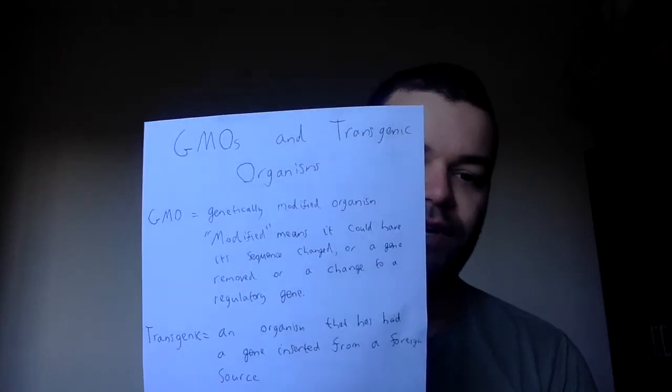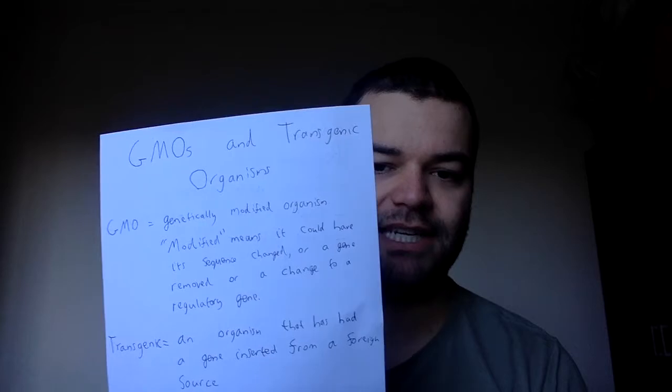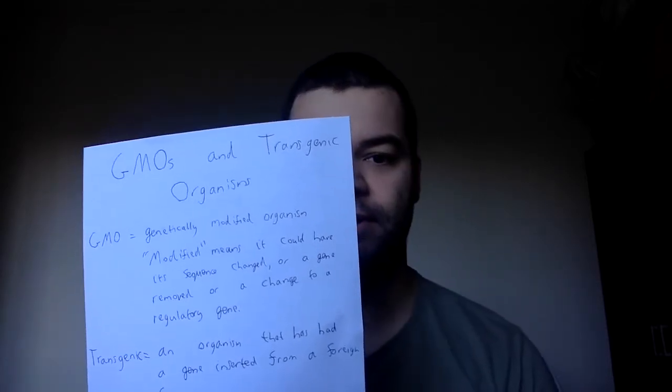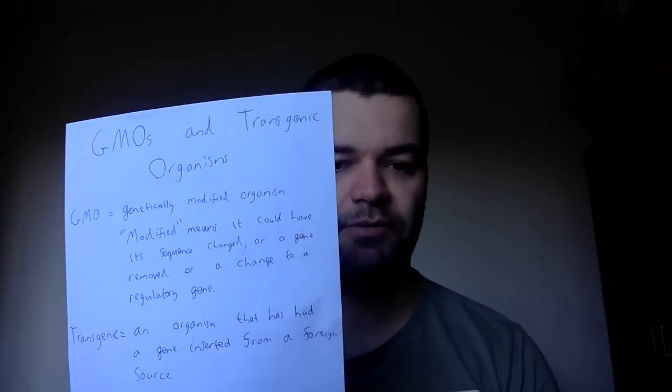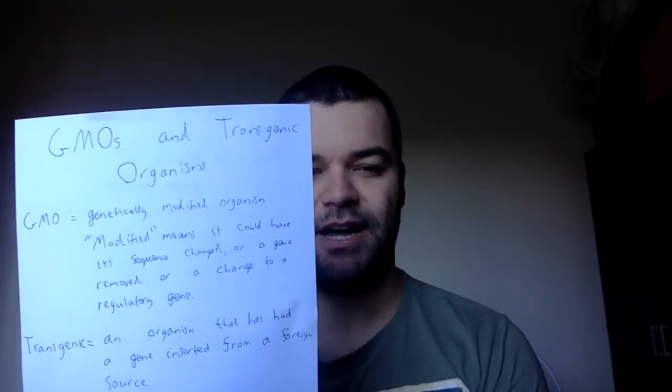A transgenic organism is an organism that has had a gene inserted from a foreign source. So it's had DNA from another organism put into it, i.e. genes from another organism put into its DNA. Now obviously, when that happens, that is modifying the DNA in some way. So we can say that all transgenic organisms are genetically modified organisms. However, not all genetically modified organisms are transgenic organisms. To be transgenic, they must have DNA from an outside source inserted into them. Okay?